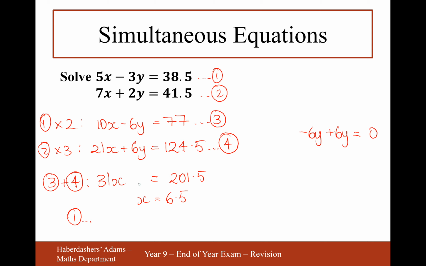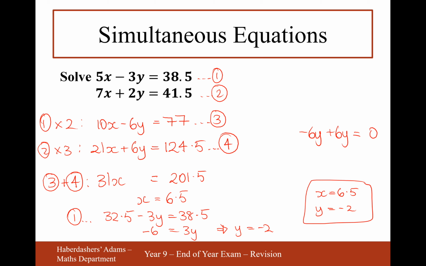And I'm always checking my answers on the calculator here. So 5 times 6.5, I won't try and do it in my head. I'll use the calculator. 32.5 it is, minus 3y equals 38.5. Then I suppose I will add the 3y onto the other side and take away 38.5 onto the other side. I get minus 6 equals 3y. So therefore y is equal to minus 2. So the answer to this question is x equals 6.5 and y equals minus 2.